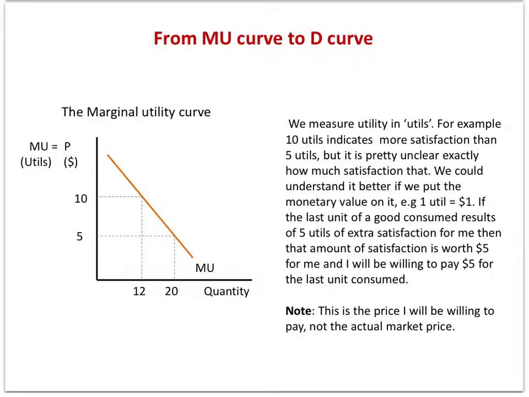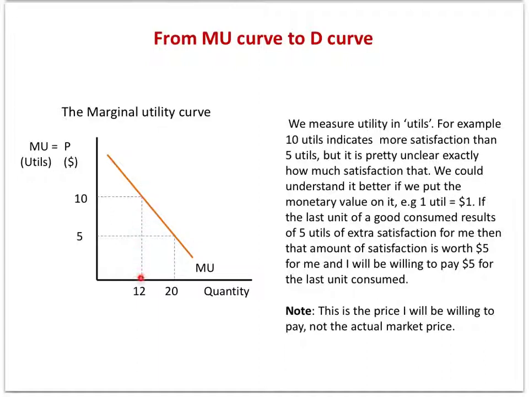Marginal utility is measured in units of measure that are called utils. More utils represents more additional satisfaction and less utils represents less additional satisfaction. But exactly how much satisfaction is 10 utils is hard to tell. It becomes more clear when we start measuring extra satisfaction in dollars rather than utils.